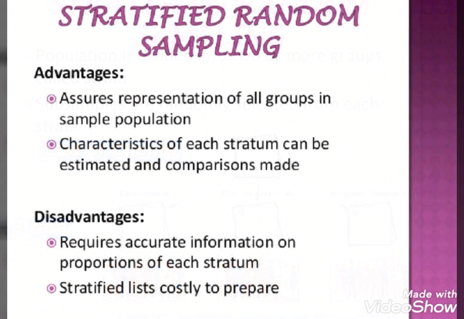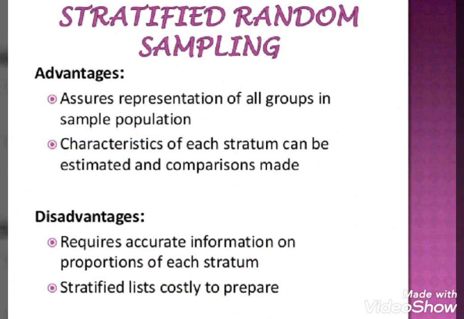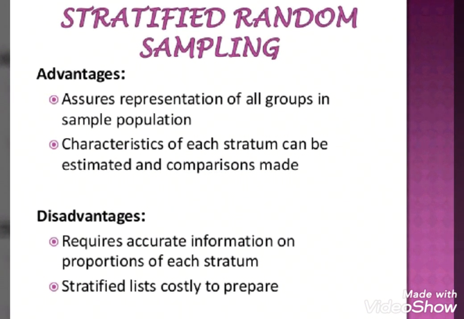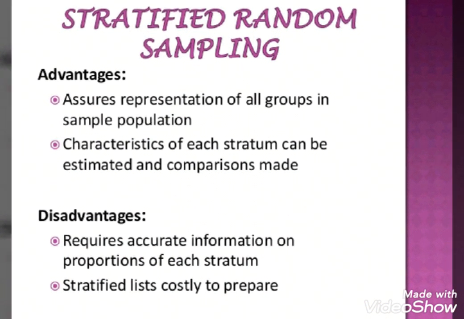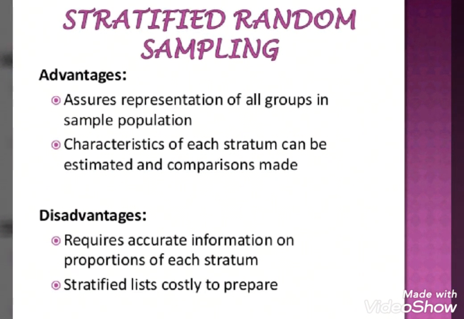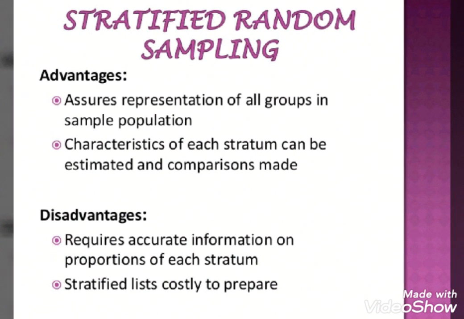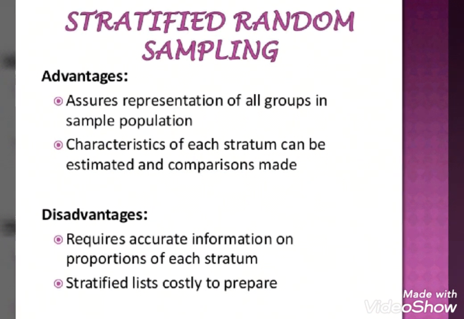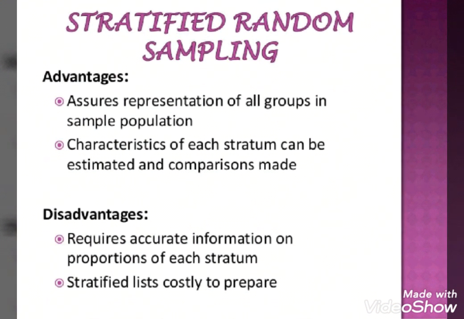Then advantages of stratified random sampling: it assures representation of all groups in the sample population. So one thing is assured, that you are going to mention these groups in your presentation. Then characteristics of each stratum can be estimated and comparisons made. So when you are dividing into groups, you are making sure that each has the same characteristics when they are divided into different groups. Disadvantages: it requires accurate information on the populations of each stratum. So you should have accurate information about your groups.